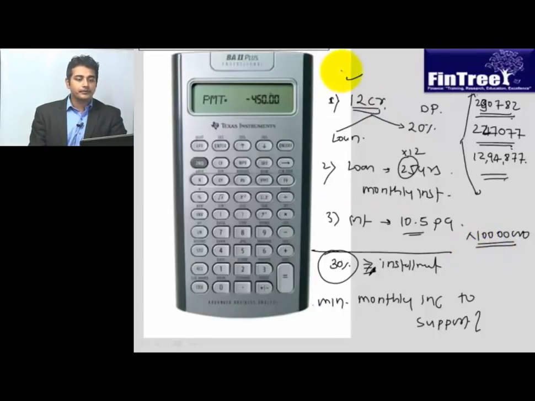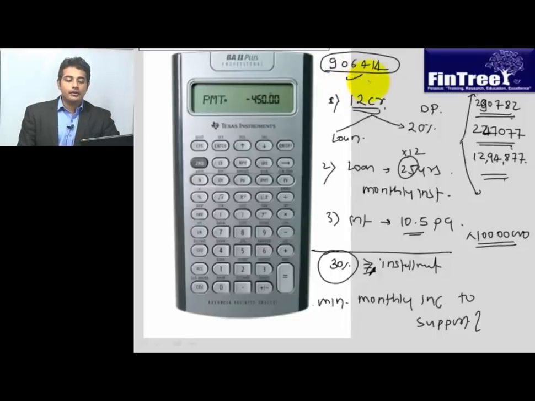How much is that? 9, 414. So this is the amount of installment that you should be paying every month. Isn't it very high? 90,006. Yeah, okay. So this is your monthly installment that you'll have to pay.